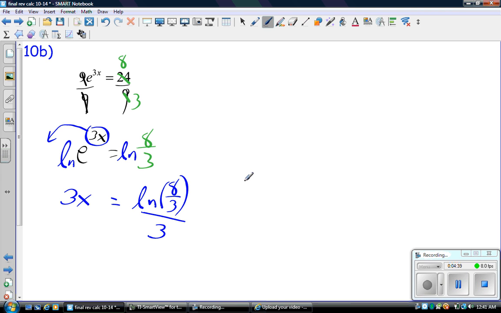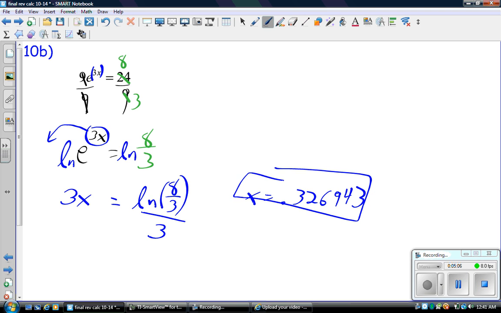And you end up on that one with x to be about 0.326943. Again, that is rounded, but if you plug that into the original, 9 times e raised to the, in parentheses, 3 times that number, it should get you really close to the number 24. There you go. There's your answer.